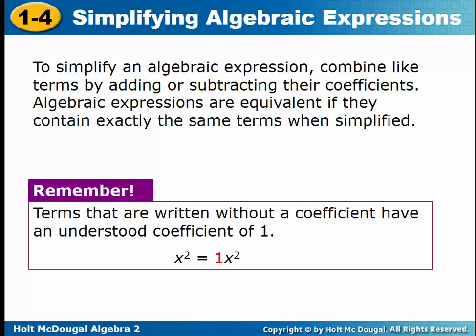So when you are going to simplify an algebraic expression, all you have to do is look at their coefficients, their numbers in front, and combine those. Don't change the variable term at all. Also remember that if you have a variable term like x squared with no number in front, it implies that there's a 1 there. So you can always add a 1 to make it easier for you to remember when you're combining your like terms.